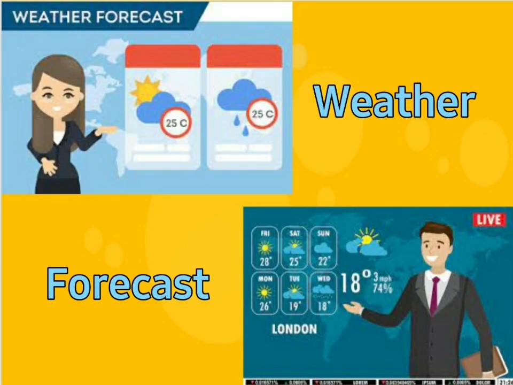Meteorologists use these weather instruments to forecast the weather. A forecast is a prediction or a good guess about the future. So, weather forecasting is saying what the weather in the near future will be.